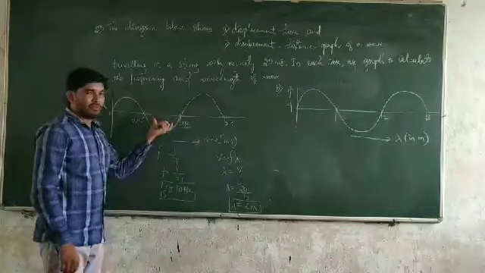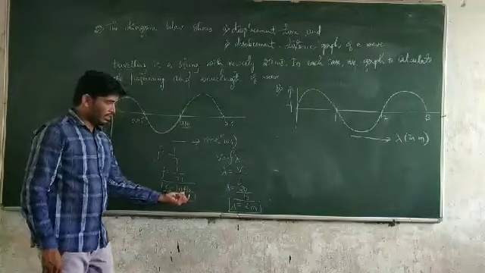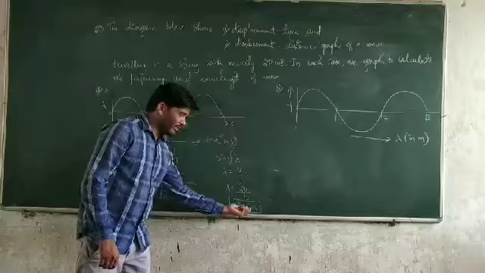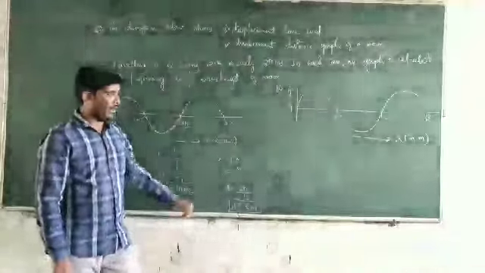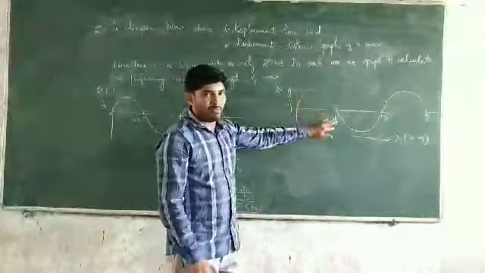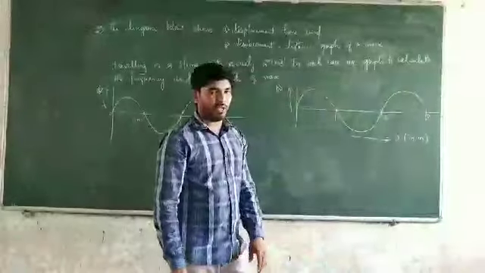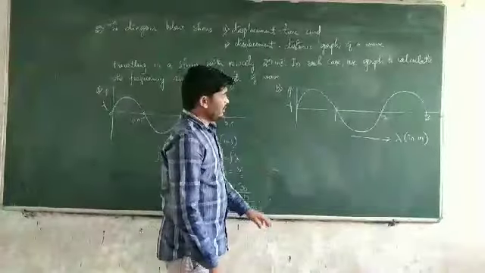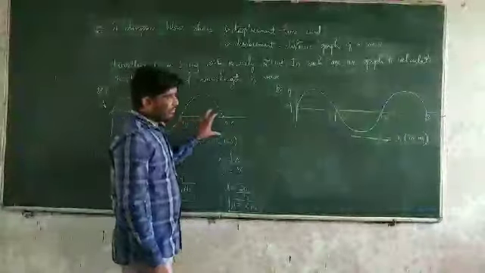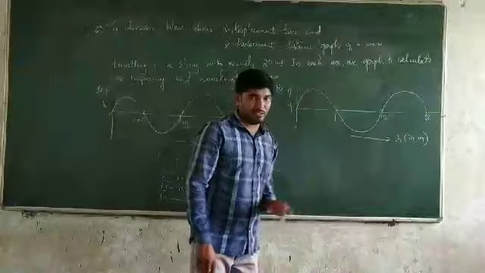So the frequency of the first wave diagram is 10 hertz. The wavelength of the first wave diagram is 2 meter. Now calculate the frequency and wavelength for this second wave diagram. See, it is a displacement time graph, and this one is a displacement distance graph.